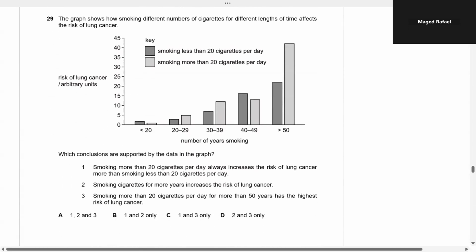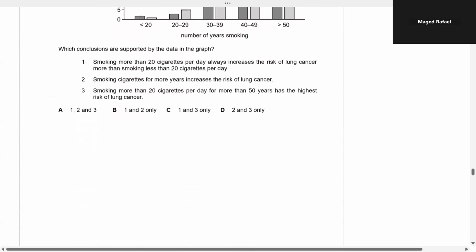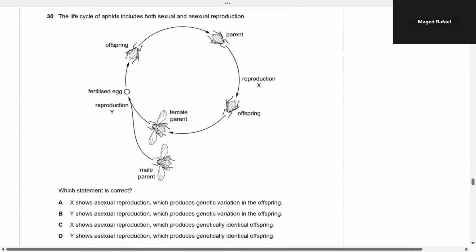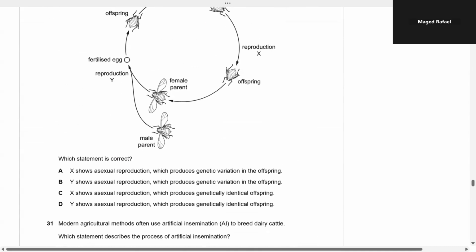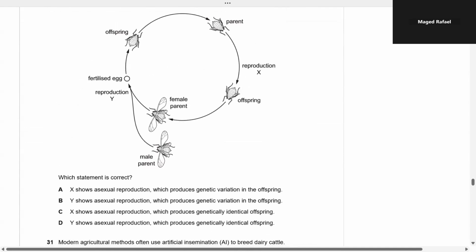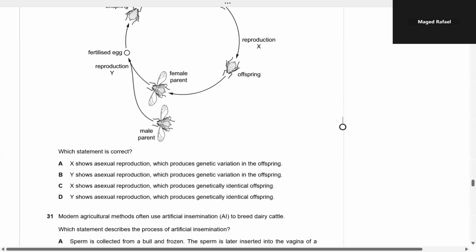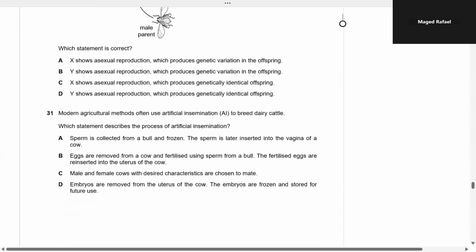Question 29. No need for this question. Let's go to question 30. Based on the cycle, the answer is C. X shows asexual reproduction and it produces genetically identical offspring. So the answer is C.